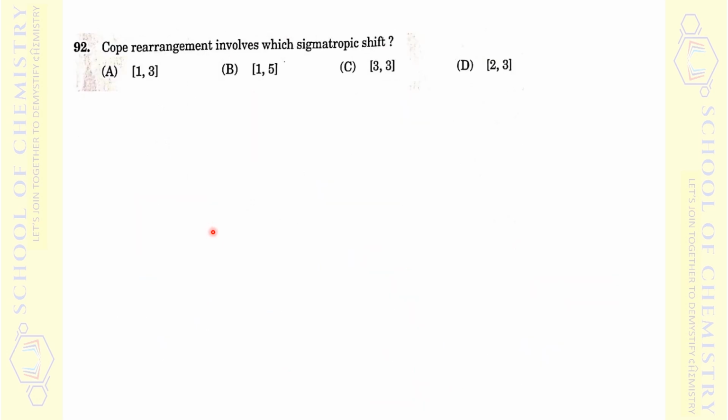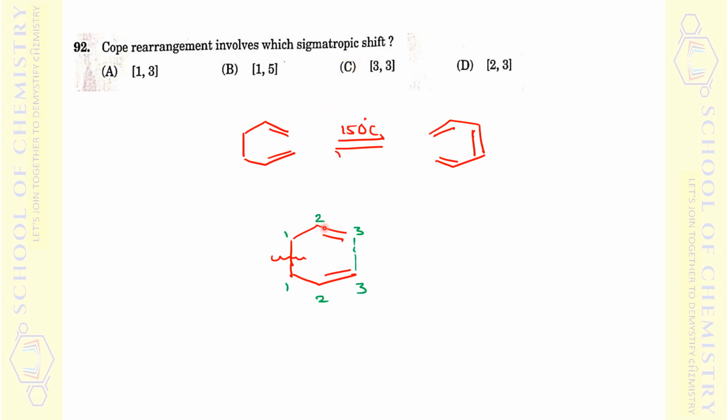Next question, it is a very simple one. Cope rearrangement involves which kind of sigmatropic shift? Cope rearrangement: say you have 1, 2, 3, 4, 5, 6 dienes. They can undergo a sigmatropic shift, or a pericyclic reaction, under thermal conditions itself, to give this kind of products. So now the question is which kind of sigmatropic rearrangement it is.